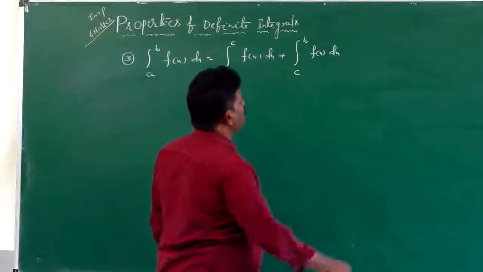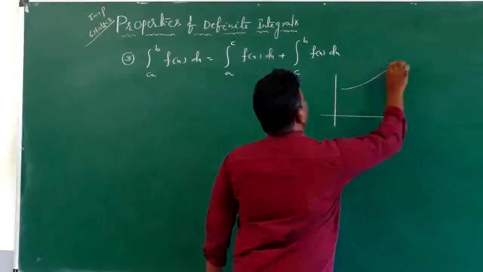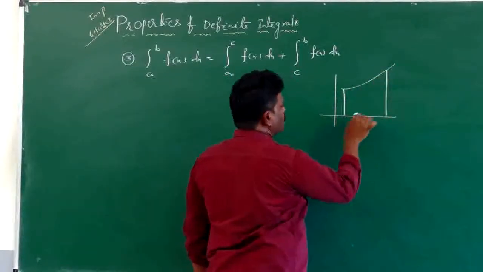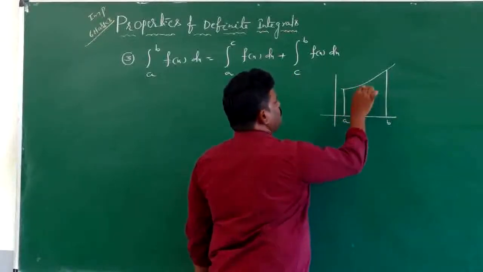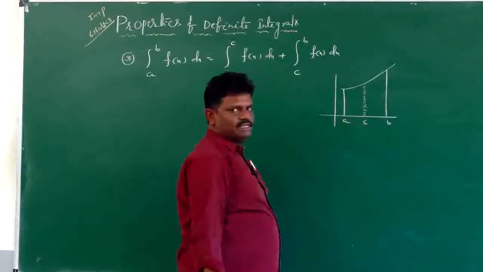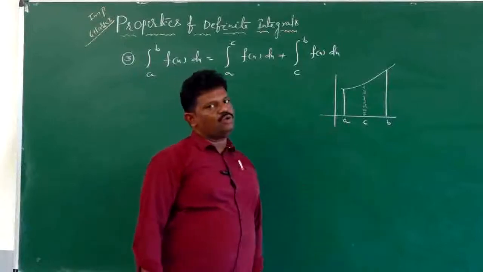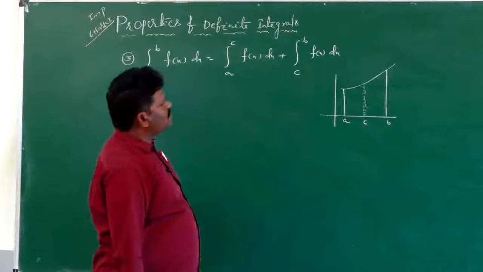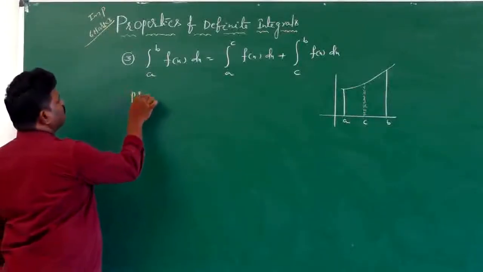You already know that a definite integral means a curve is given. Now if we take the limits a to b, then in between, if we take any one point in that closed interval, as I explained at the time of area, this integral is the total area, and we can split it into a to c and c to b. That is why this type of property holds.